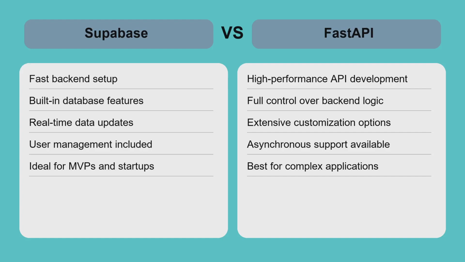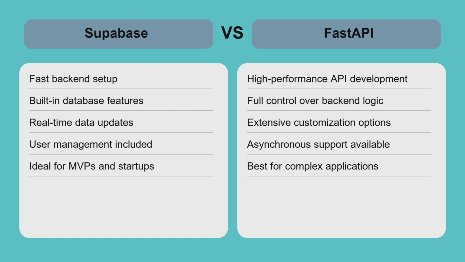Supabase and FastAPI cater to different backend needs. Supabase excels when you want to launch quickly with minimal backend code, thanks to its managed database, authentication, and real-time features. It's ideal for projects where speed and simplicity matter more than deep customization. FastAPI, on the other hand, shines when you need full control over API behavior, complex business logic, or asynchronous capabilities. It requires more development effort but offers unmatched flexibility and performance.